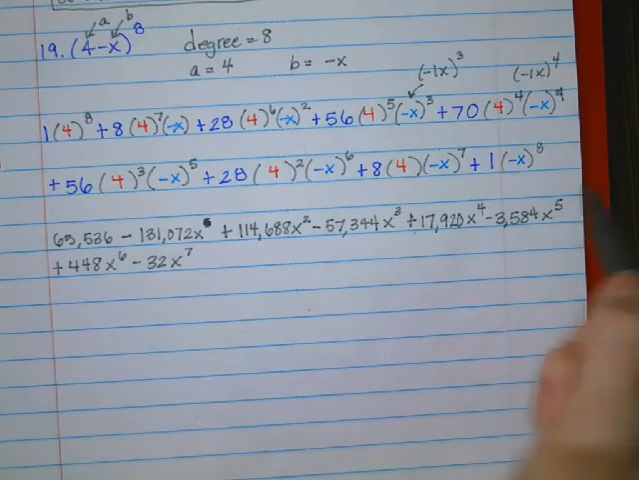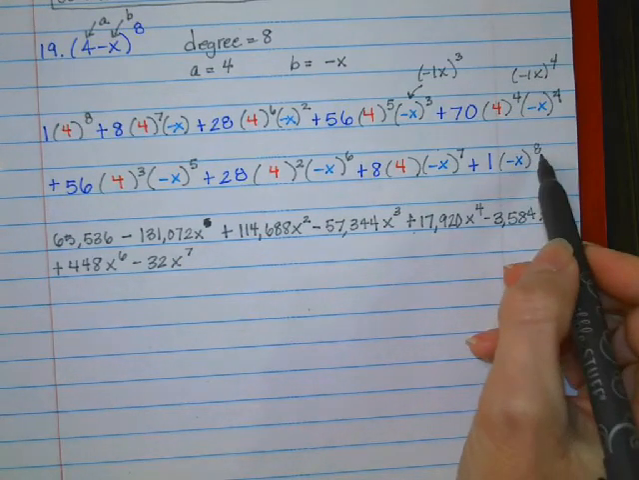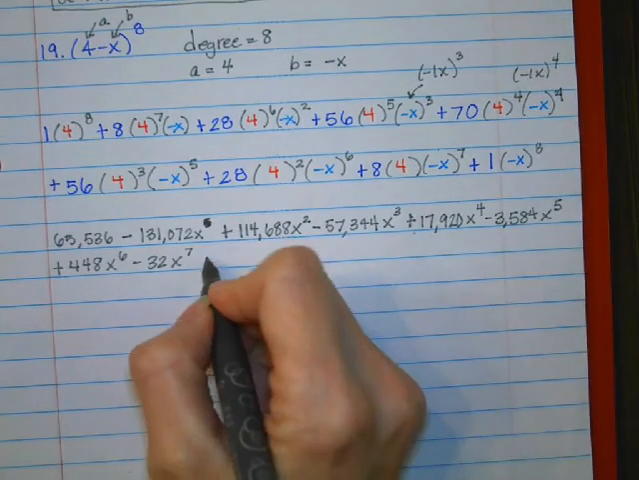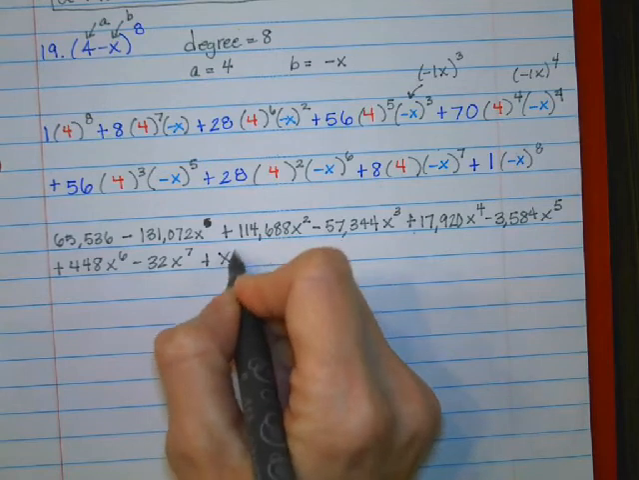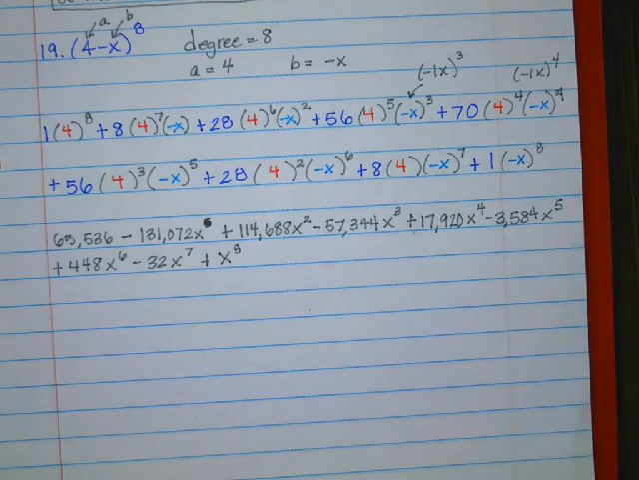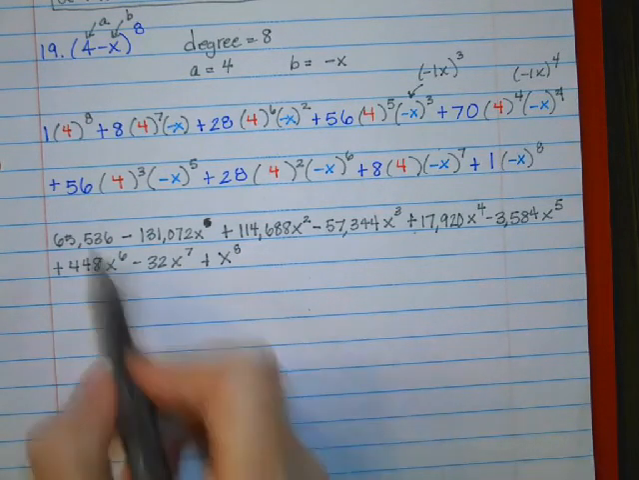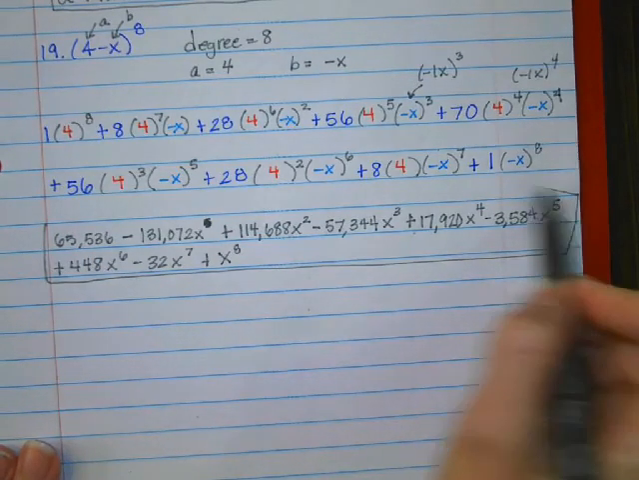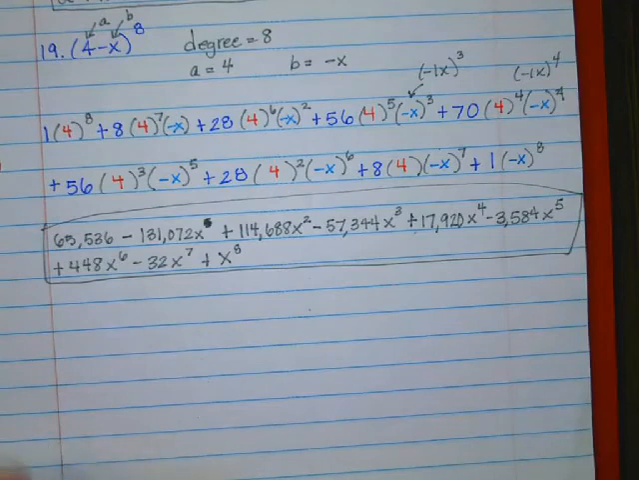When I come down here, I've got a negative raised to an even power, which makes it a positive 1 times 1, a positive 1, and then x to the 8th. I don't have to put the 1 there. This is my final answer. I know that's a long answer, but you guys can do it. It's just little by little. You have to do one step at a time and not feel like you have to rush it.